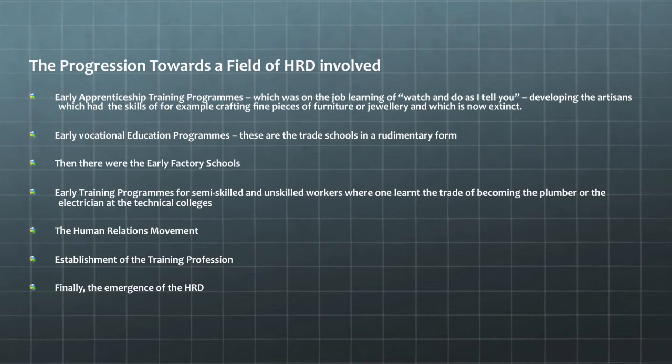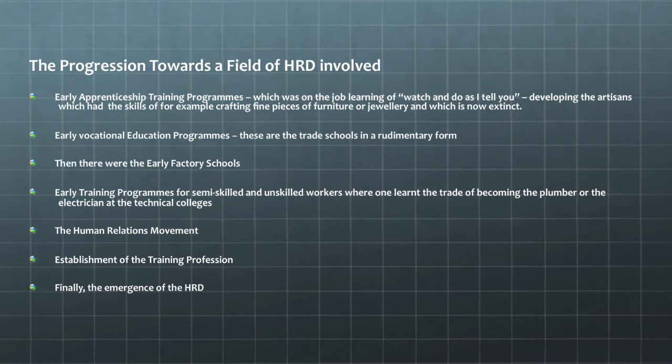and evolves. The progression towards a field of HRD involved, firstly, early apprenticeship training programs, which was on-the-job learning of watch and do as I tell you, developing the artisans who had the skills of, for example, crafting fine pieces of furniture or jewelry, and that craft is now extinct. Then there are the early vocational education programs. These are the trade schools in a rudimentary form.